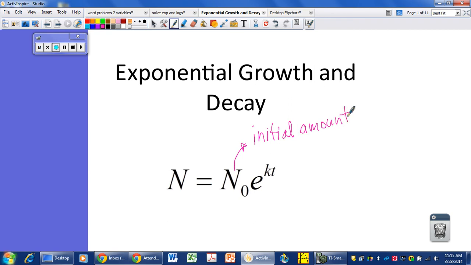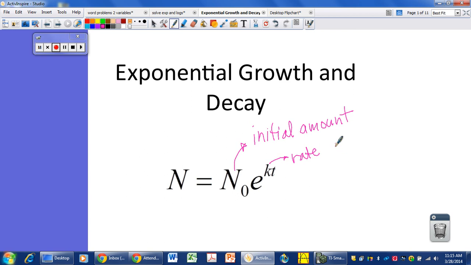It could be dollars, it could be grams of substance, it could be organisms or whatever. E is of course the number. K is your rate, your growth rate or your decay rate. If it's decay, then the rate is negative. If it's growth, then the rate is positive.